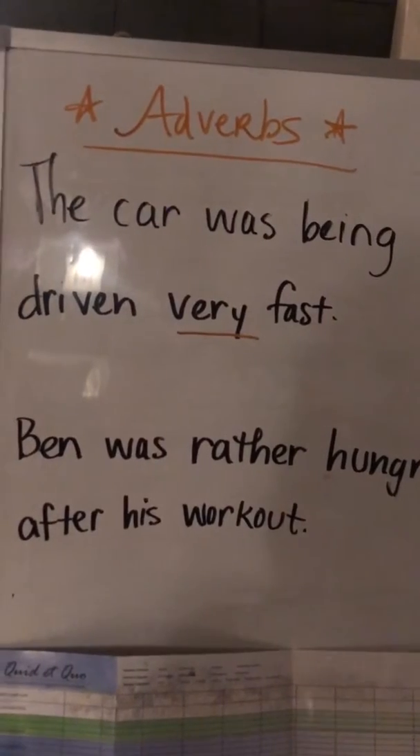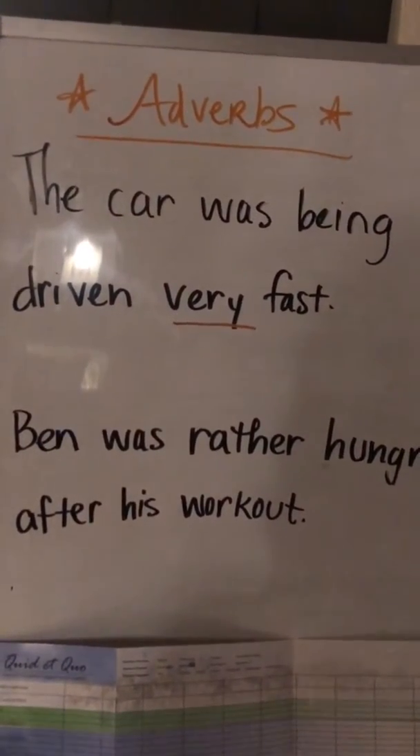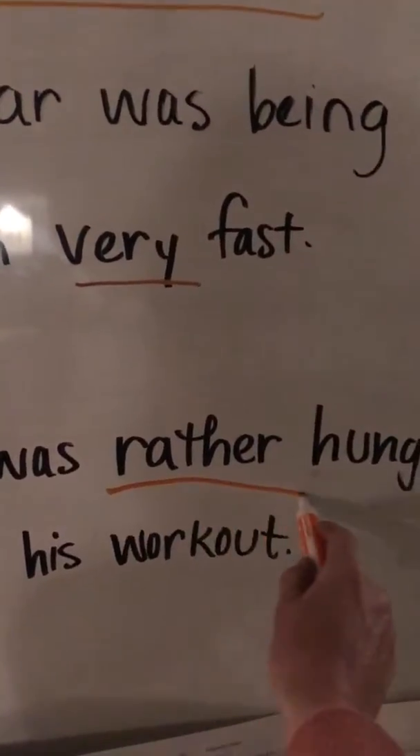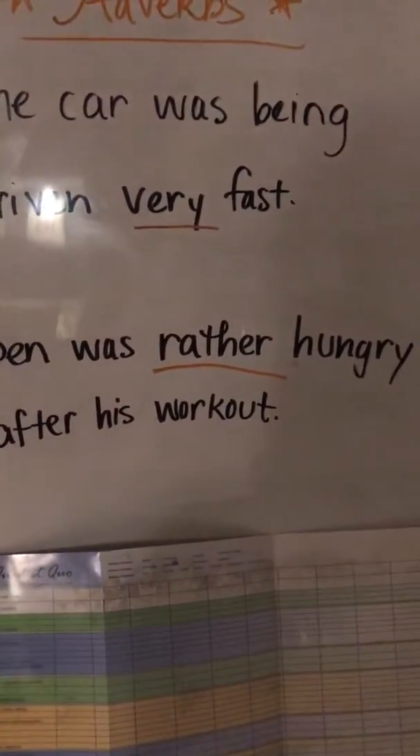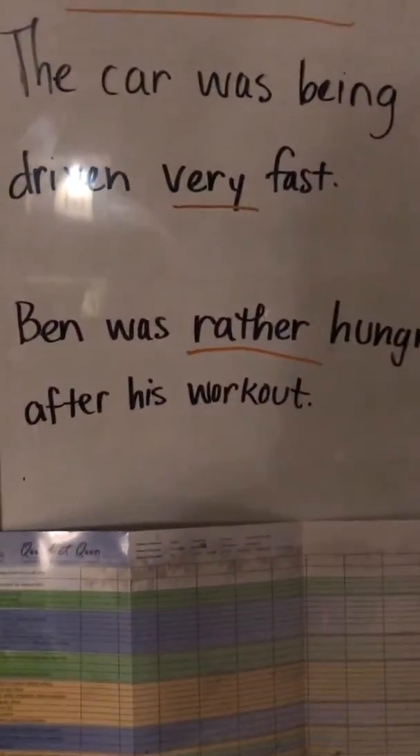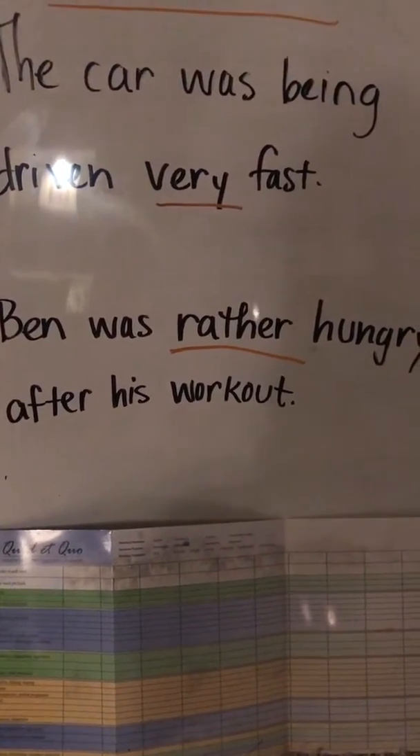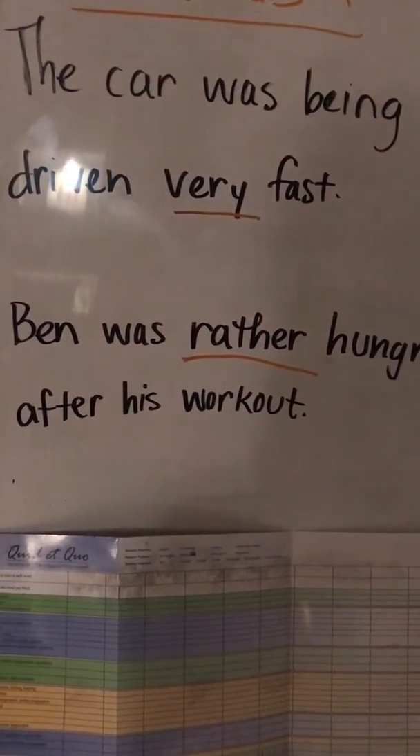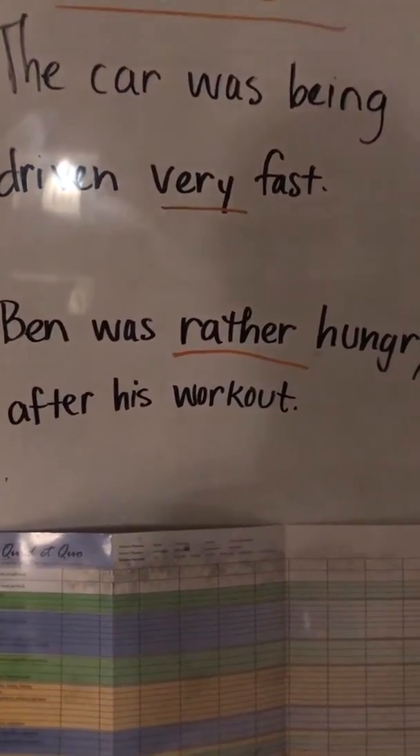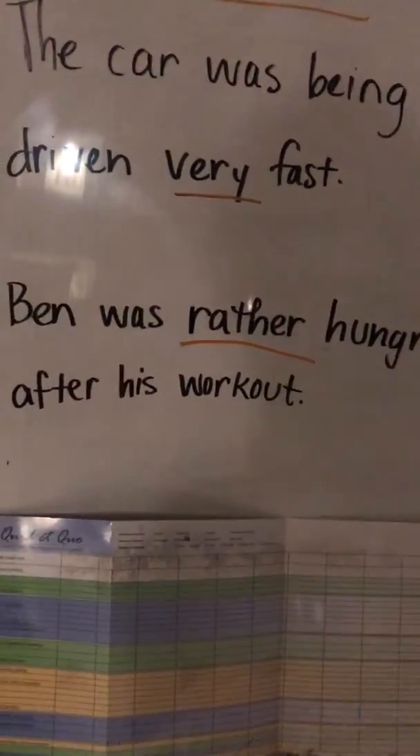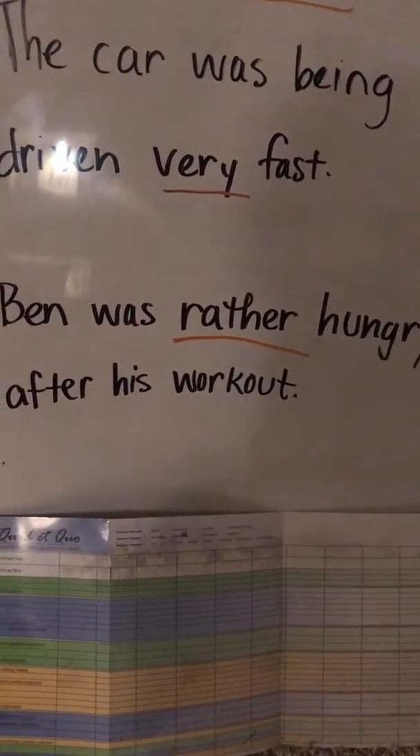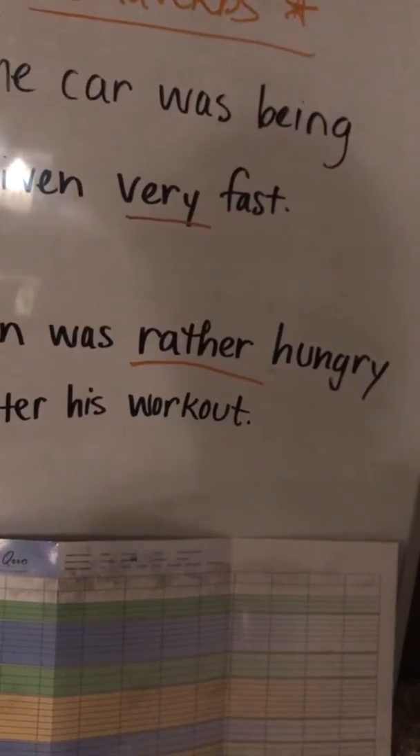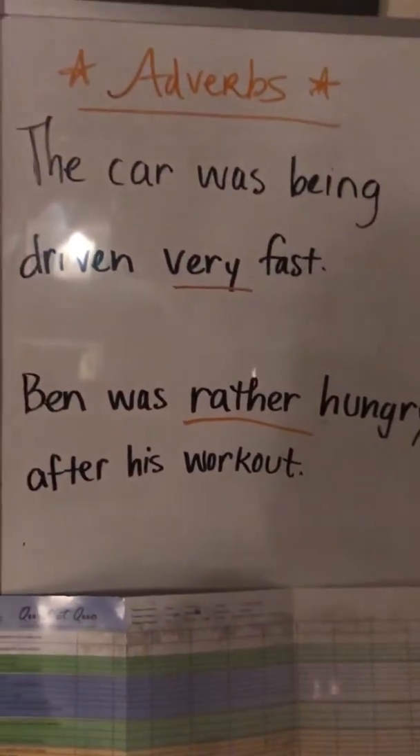Okay, so let's look here. Ben was rather hungry after his workout. So in this sentence, rather is our adverb, right? Because it's modifying hungry. Hungry is our verb. What are we saying about Ben? That he was hungry, right? And so rather is our adverb. And so think of the questions that it's answering. How hungry was he? He was rather hungry. How fast was it going? Very fast. So those are our adverbs.